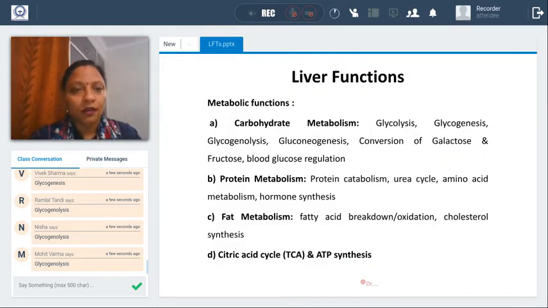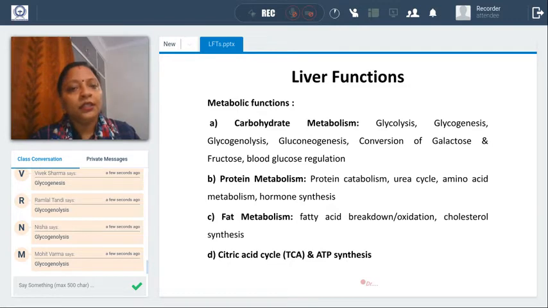Next, what are the main functions of liver? Although we know, let's just summarize. Metabolic functions. First is carbohydrate metabolism: glycolysis, glycogenesis, glycogenolysis, gluconeogenesis, then conversion of galactose and fructose, galactose metabolism, then blood glucose regulation by various hormones.